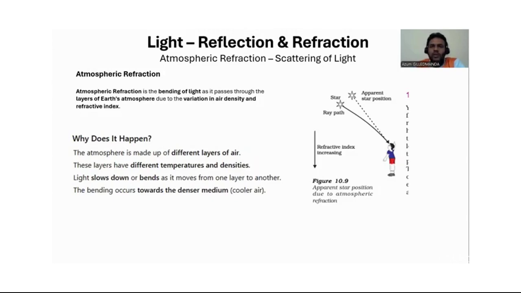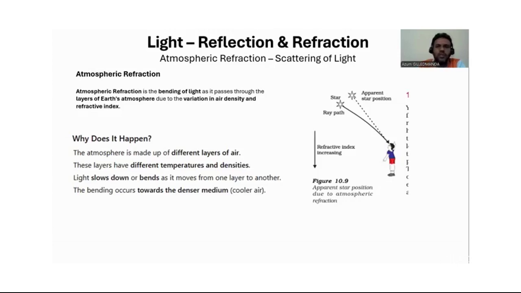So we learned about refraction, refraction through the glass slab, refraction through the prism, and how that white light gets dispersed into different colors like a spectrum, right? Now, let's look at what is atmospheric refraction, right? So between sun and earth, we have atmosphere in between, right? So what happens when the light ray travels through the atmosphere?